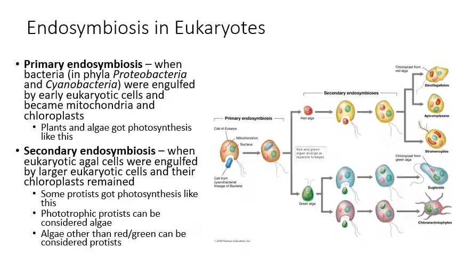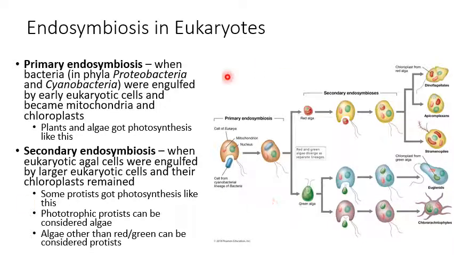But we've also had additional endosymbiotic events throughout the early evolution of eukaryotes, which count as secondary endosymbiosis. In secondary endosymbiosis, instead of a bacterial cell being engulfed by the eukaryote, you have an actual eukaryote, some type of algal cell, being engulfed by a bigger eukaryotic cell. The algae does die, but the chloroplast inside of that algae remains. And now this larger eukaryotic cell just has the chloroplast. So you have some protists that have gotten photosynthesis in this way by engulfing algal cells and keeping their chloroplasts.